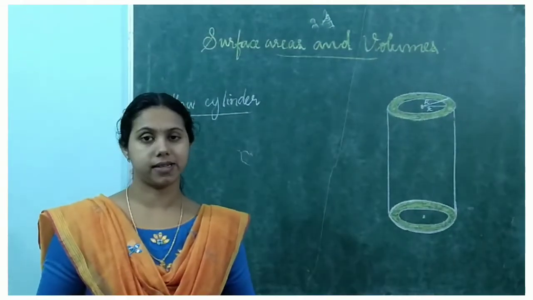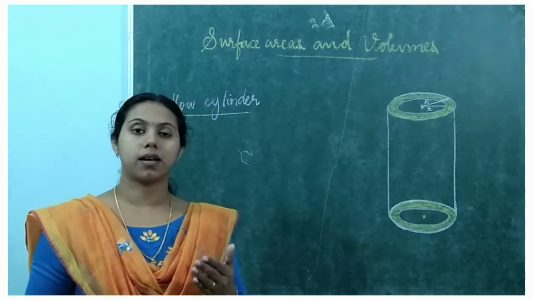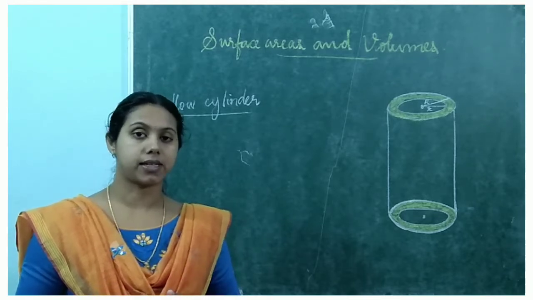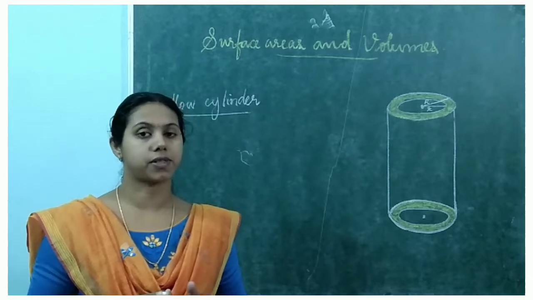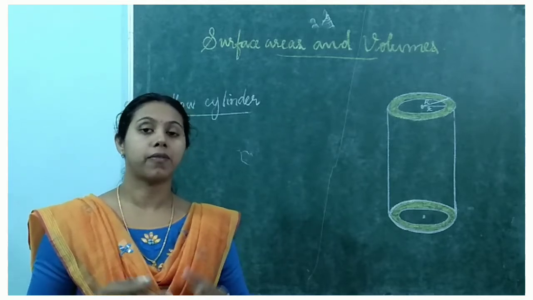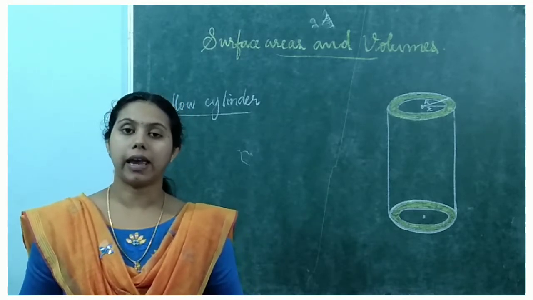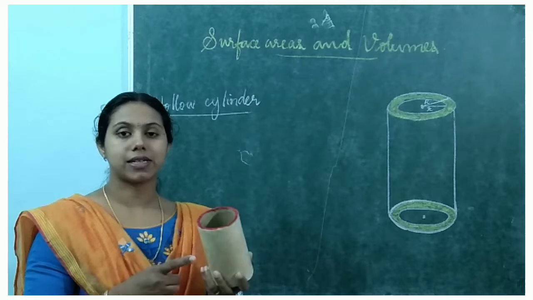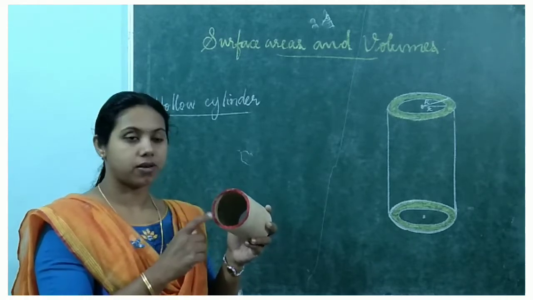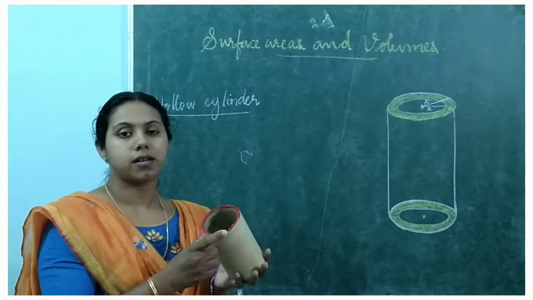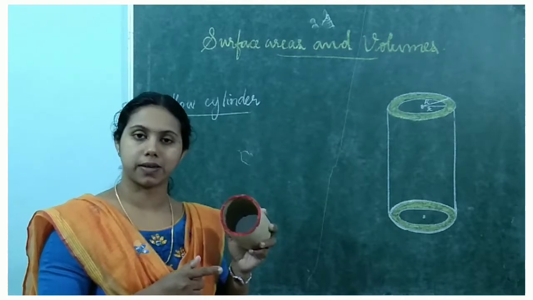Next is a hollow cylinder. We know the surface area of a solid cylinder, that is curved surface area is 2 pi r h, total surface area is 2 pi r into r plus h. When it is a hollow cylinder, what is the area? You know, a hollow cylinder is an example of a pipe. If it is a hollow cylinder, what will be the total surface area of this hollow cylinder, and what is the volume of this hollow cylinder?